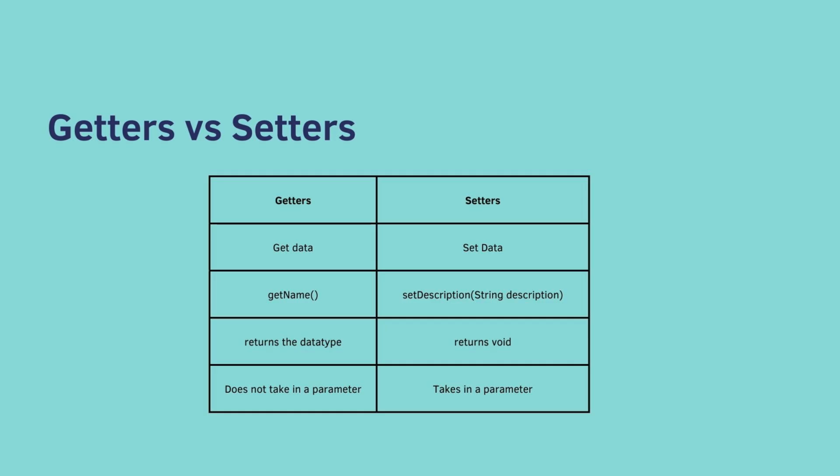Okay, here's a quick chart on getters versus setters. So getters get data, obviously. Setters set data, obviously. An example for a getter is getName in camel case. An example for a setter is setDescription in camel case, but then you also have to pass in the value. Getters return the data type. Setters return void. Getters do not take in a parameter, and setters do take in a parameter.